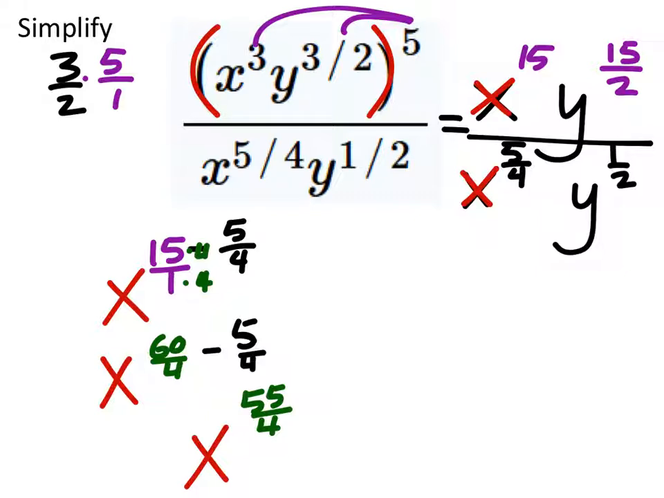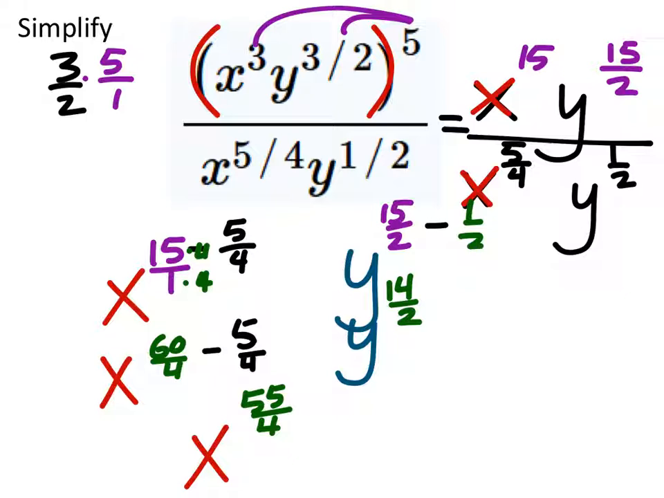Next up are the y values. So I've got y to the power of 15 halves. That's the exponent of y in the numerator. And we're going to subtract the exponent of y in the denominator, which is 1/2. That's pretty direct right there, because we already have the common denominators of 2. 15 halves minus 1/2 is 14 halves. And that would simplify even further, 14 divided by 2 is 7. Bam.